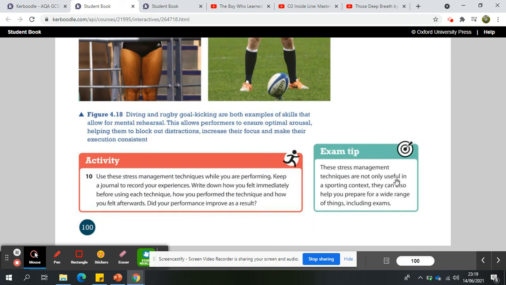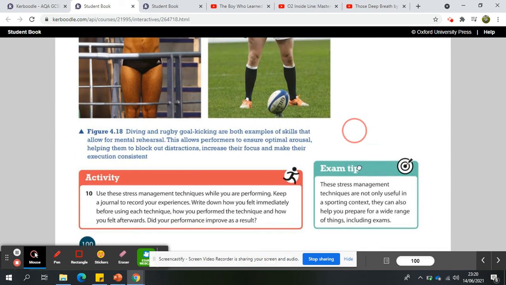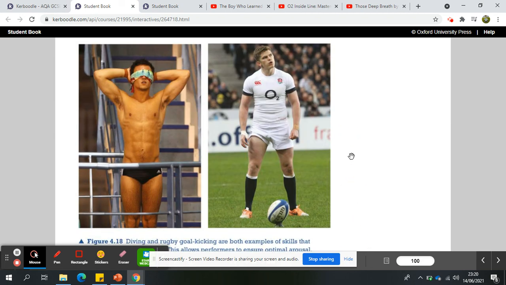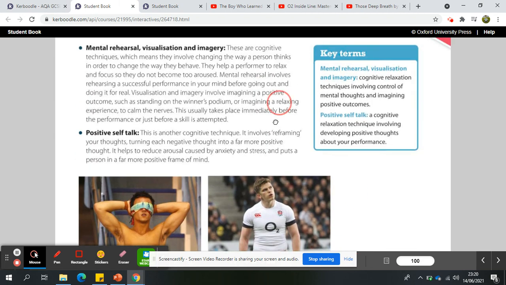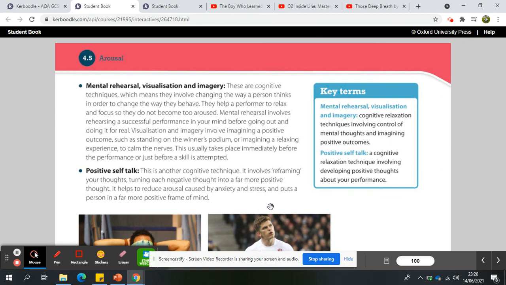There is a little exam tip here. These stress management techniques are not only useful in sport, they can help you prepare for a wide range of things. So you can use a lot of these in your everyday life. You don't have to do this activity here. You just need to make sure that you make notes on arousal and then managing stress management techniques.